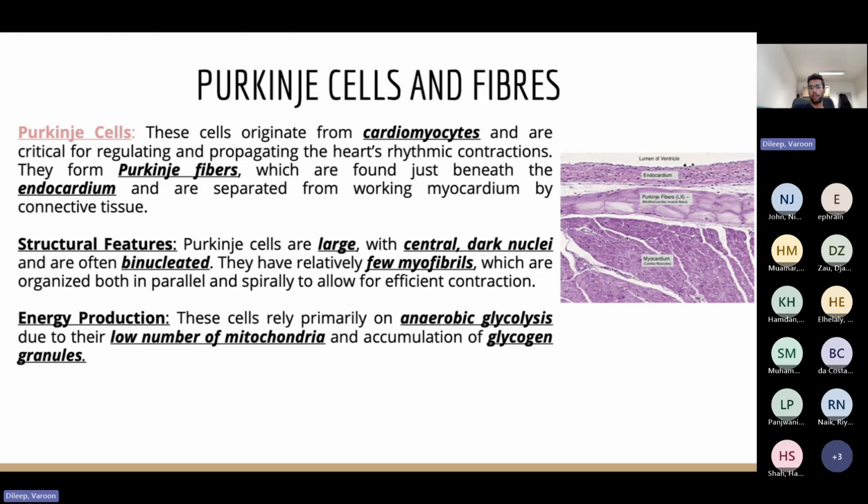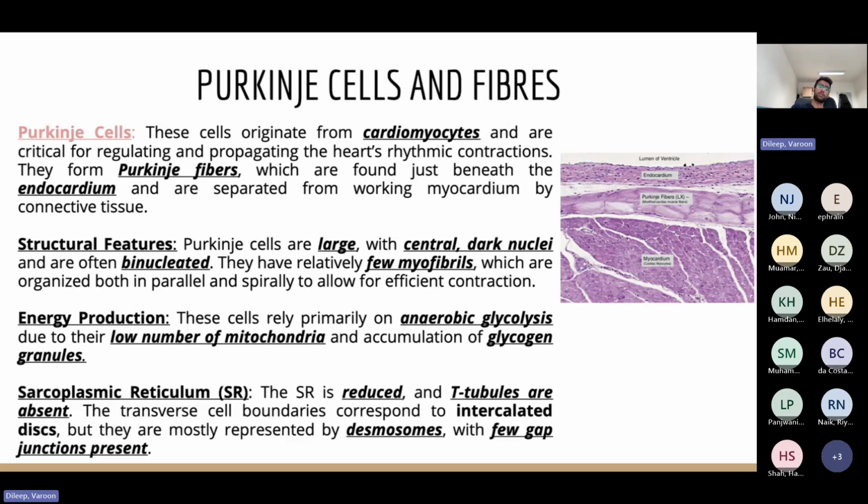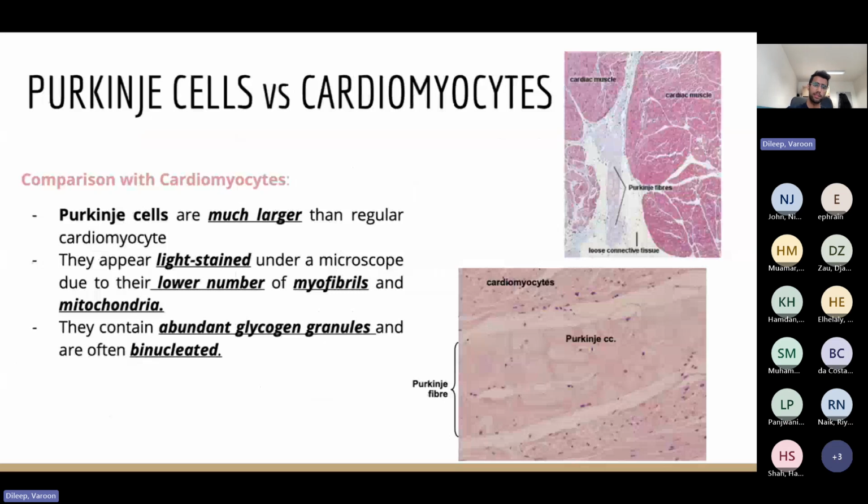These cells rely on anaerobic respiration due to their low number of mitochondria and accumulation of glycogen granules, so they appear lighter on the slide. When we talk about the sarcoplasmic reticulum, it is reduced and the T tubules are absent. In the intercalated disc, they only have desmosomes, which are part of the transverse portion, and only a few gap junctions or nexuses are present. Here we can see this on the slide better.